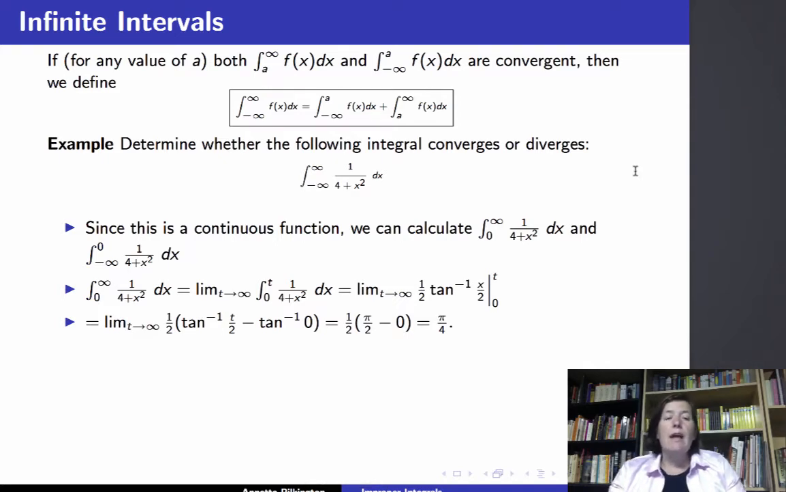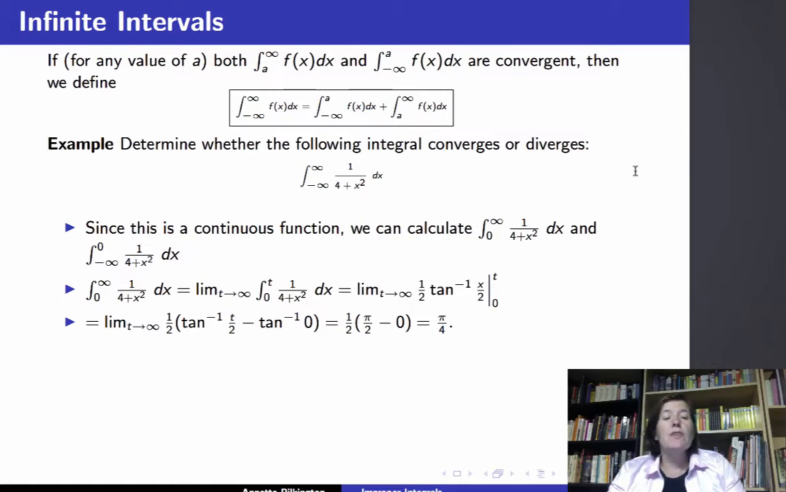Now, plugging in the endpoints here, we have that this is the limit as t approaches infinity of 1/2 tan inverse of t over 2 minus tan inverse of 0. And this is 1/2 the limit as t approaches infinity of tan inverse of t over 2 minus tan inverse of 0, which is 0. And as t approaches infinity, tan inverse of t over 2 approaches pi over 2.